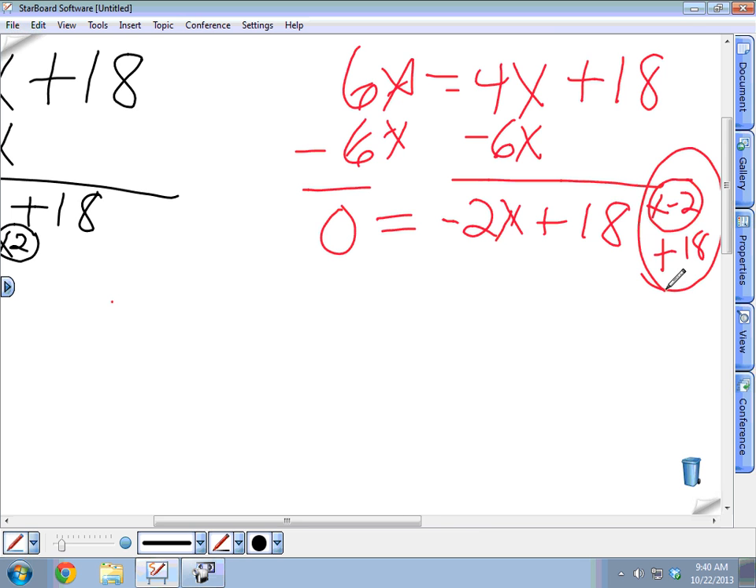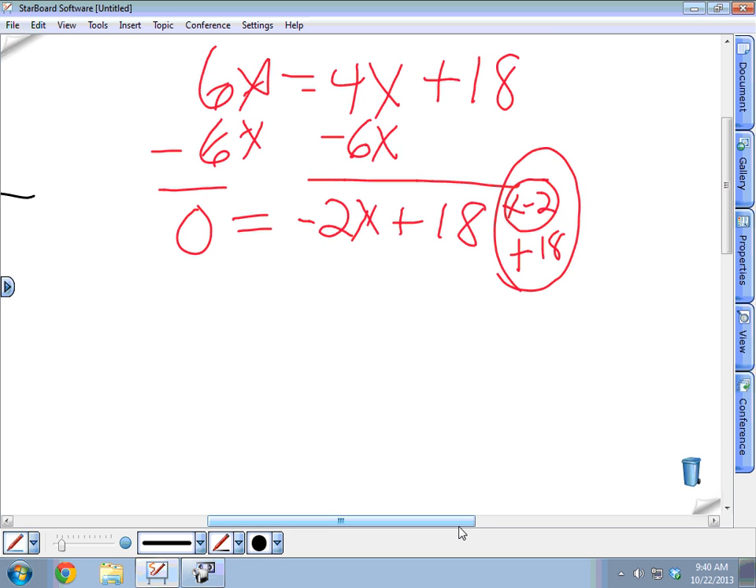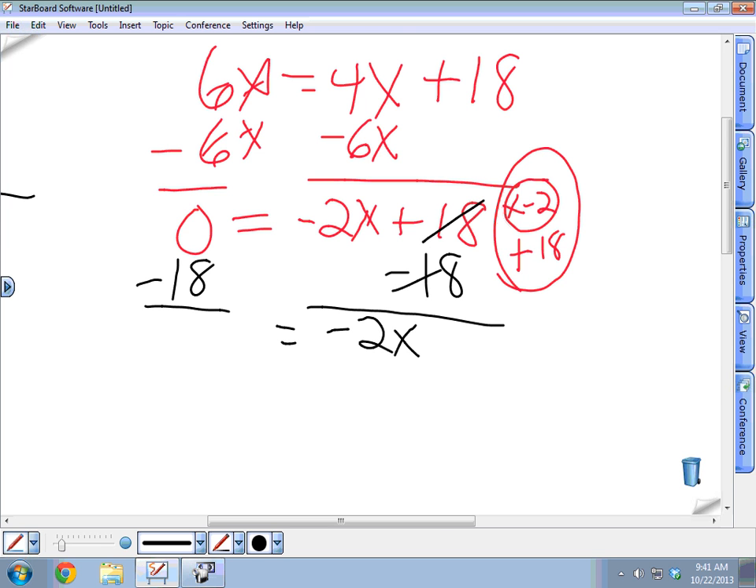And so to do the opposite of addition by 18, I would subtract 18 from each side. Plus 18 minus 18 is 0. I'm just left with minus 2x. And then 0 minus 18 is negative 18. And then finally, if I do the inverse operation of multiplication by negative 2, I would divide by negative 2.